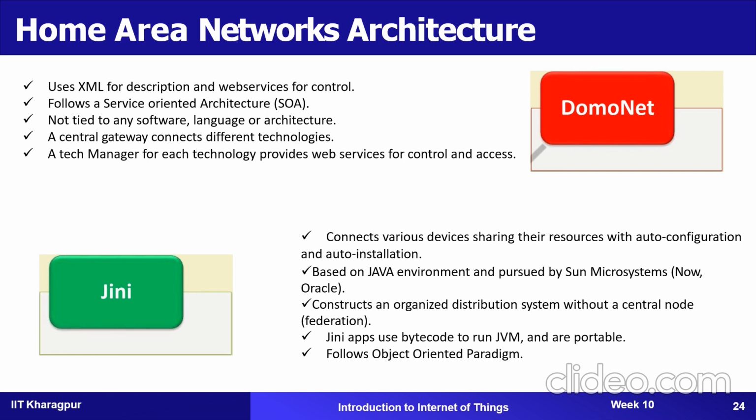Now there are two different types of technologies that are used in your home area networks. First one is your DomoNet and second one is your Jini. So DomoNet uses XML for description and web services for control. It follows a service oriented architecture. It is not tied to any software, language or architecture. A central gateway connects different technologies. So basically in case of DomoNet, there is a central gateway which is responsible for connecting different technologies. A tech manager for each technology provides web services for control and access.